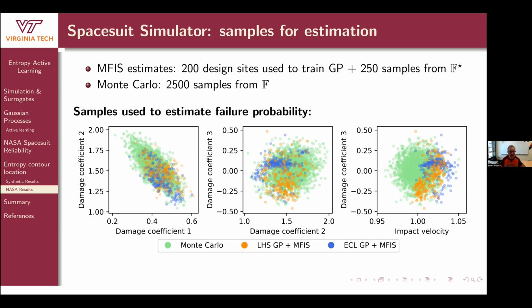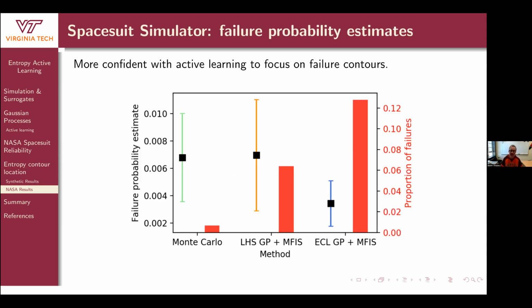And how does that pay off? Well, here's the plot of how that pays off. So the Monte Carlo method is getting very few failures. That's the red bar here, the number of failures or the proportion of failures. Pure Monte Carlo gets very few failures. The simple method based on just peppering the input space and fitting a single Gaussian process gets more failures, but it doesn't much change the estimate of the failure probability. So the estimates here are about the same.